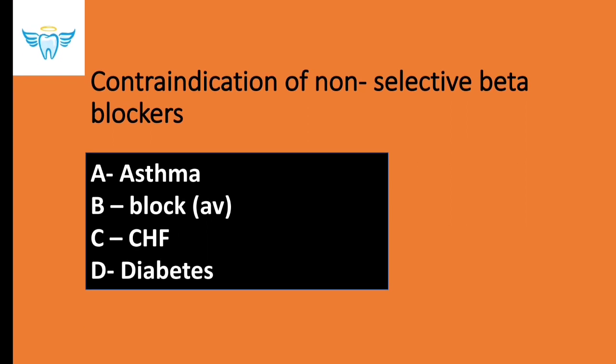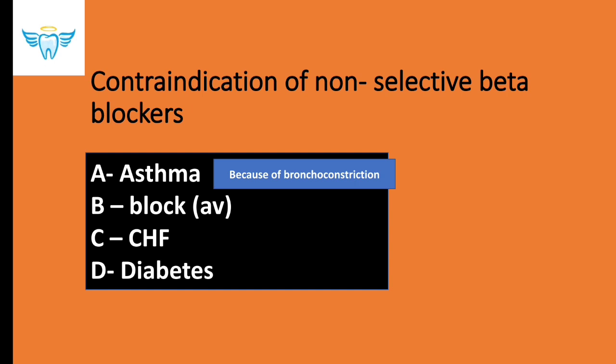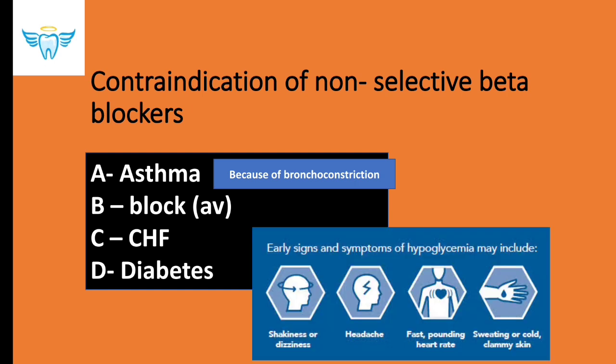Now the easy mnemonic for the contraindications of non-selective beta blockers is ABCD. Okay, A for asthma, they are contraindicated in asthma because it causes bronchoconstriction. So in asthma it won't work. It is contraindicated in atrioventricular block as well as in chronic heart failure and in diabetes.